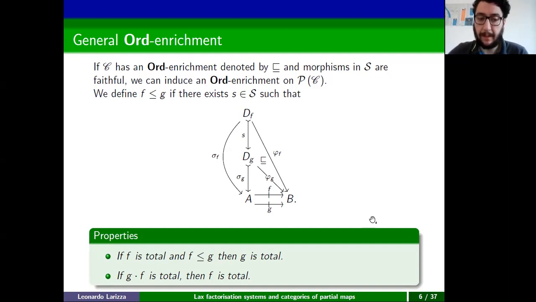This time, total maps will not be maximal in the sense described before, but whenever we have a two-cell going from F total to G, then G is total as well. And we have the same property about compositions that are total among partial maps here.